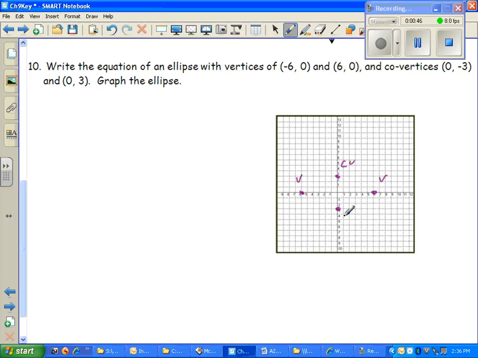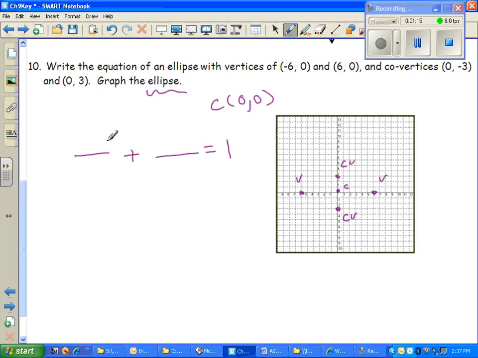Remember that the vertices are the farthest away from the center. If you were to connect the co-vertices and connect the vertices, they would cross at the origin. The center is actually at the origin, which is going to make the easiest format of the equation. So I know it's centered at 0, 0, and since I know it's an ellipse, I have these fractions for my equation. I know that I have a plus in the middle. I know that I have equals to 1.